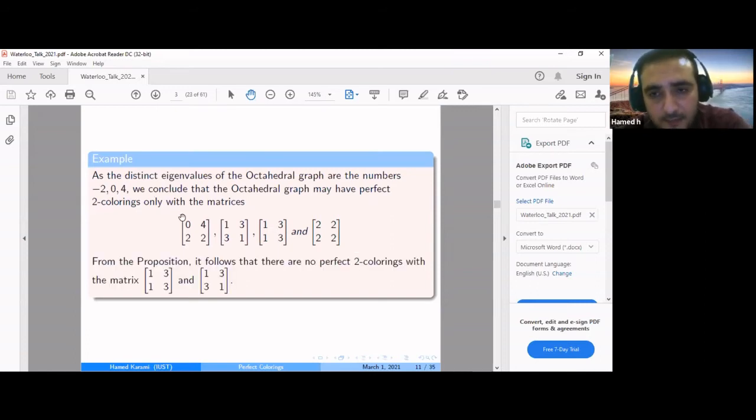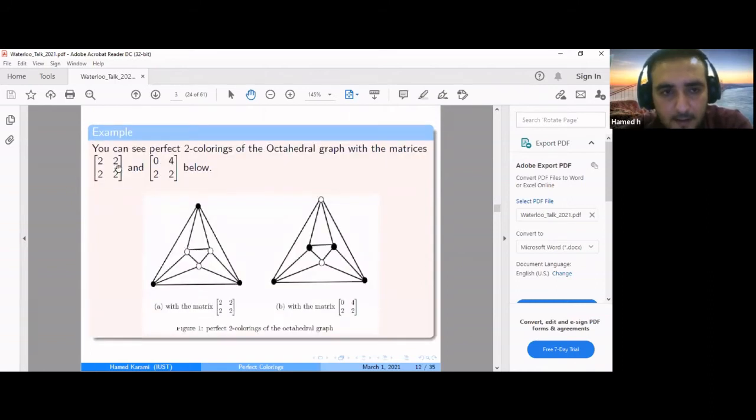From the proposition of counting the white vertices, it follows that there are no perfect colorings with the matrices 1, 3, 1, 3 and 1, 3, 3, 1. So there are only two matrices that can have perfect two-colorings. You can see here perfect two-colorings with the matrix 2, 2, 2, 2, and here with the matrix 0, 4, 2, 2. So in this talk, we are going to enumerate parameter matrices for which there is a perfect two-coloring.